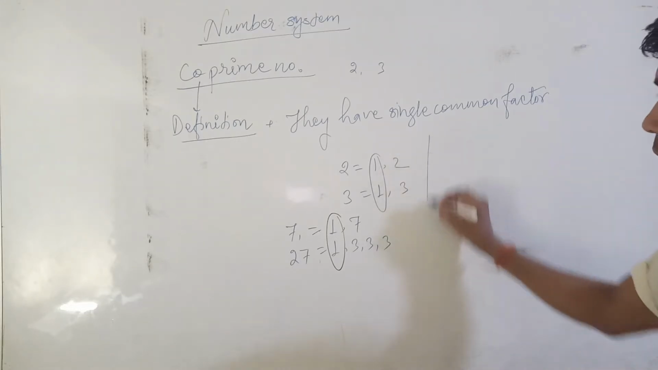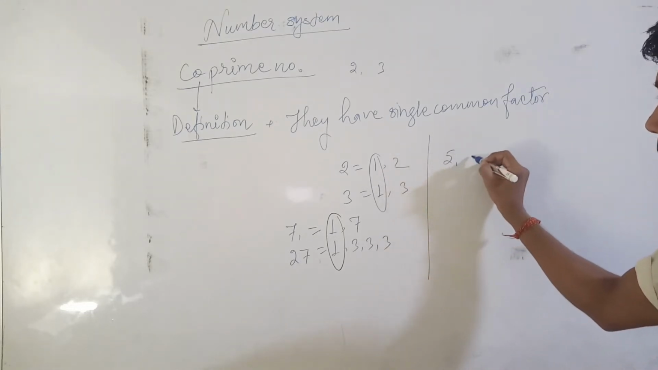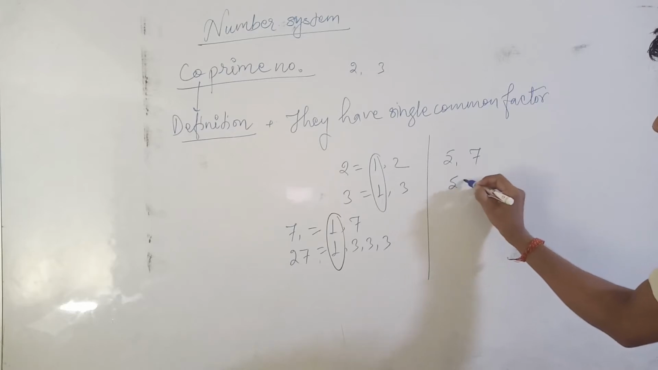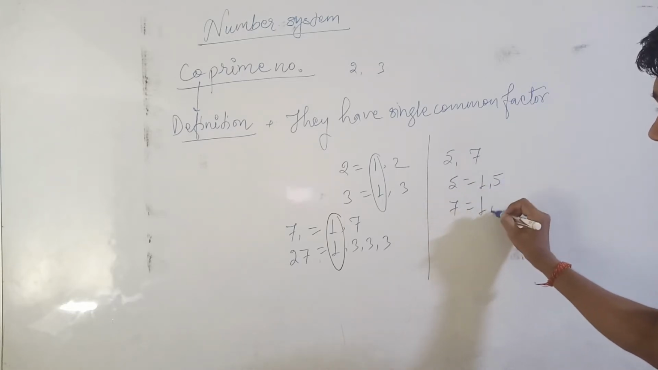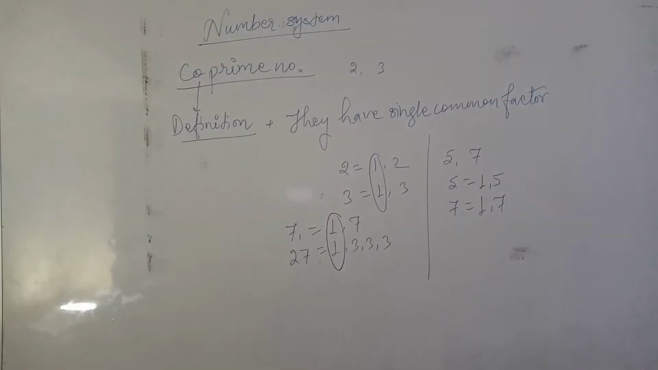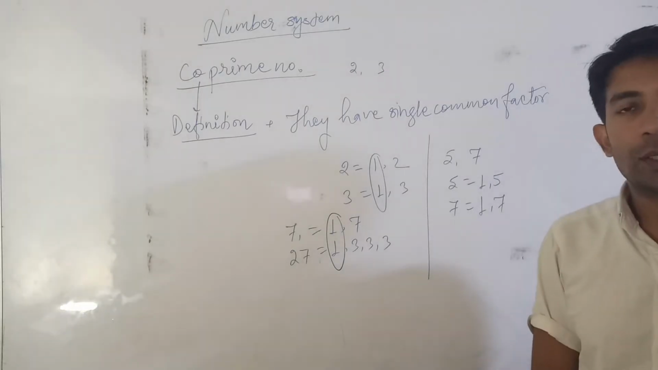Okay, then you can take one more example. I write here 5 and 7. What are the factors of 5? 1 and 5. Factors of 7? 1 and 7. So you can say they are coprime numbers.